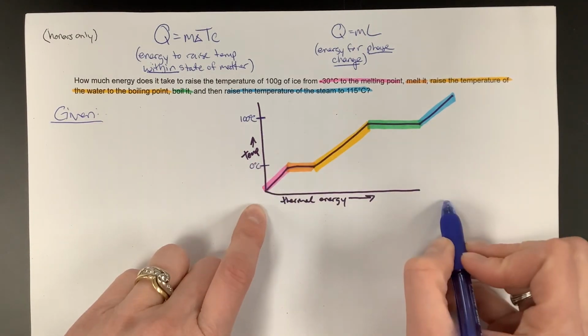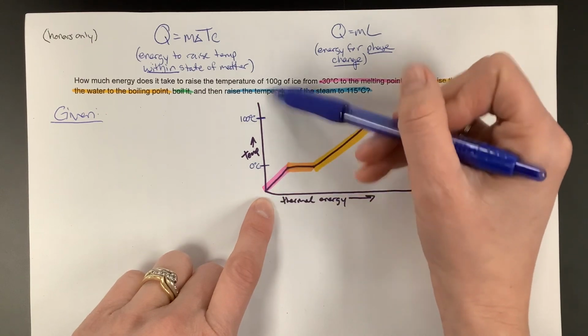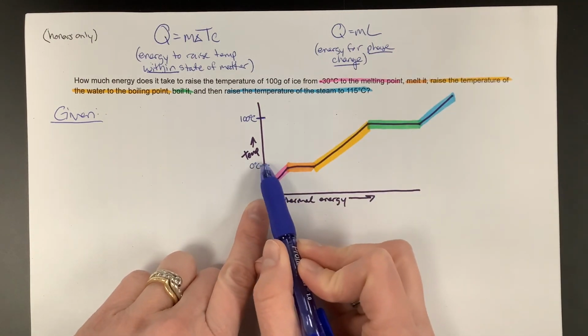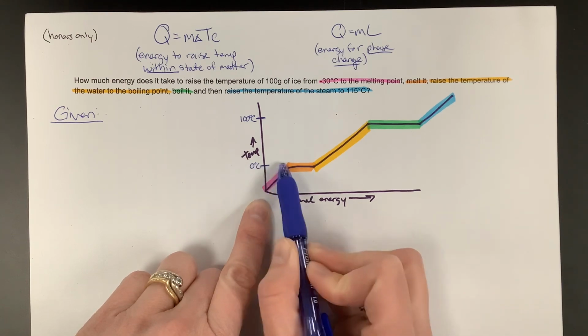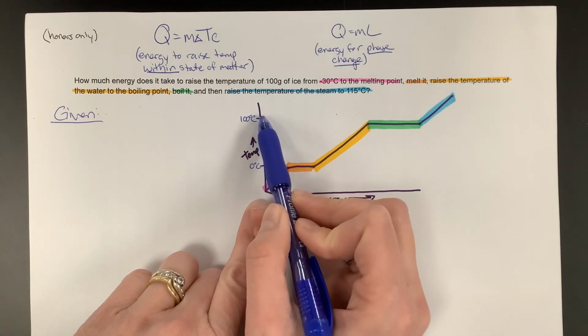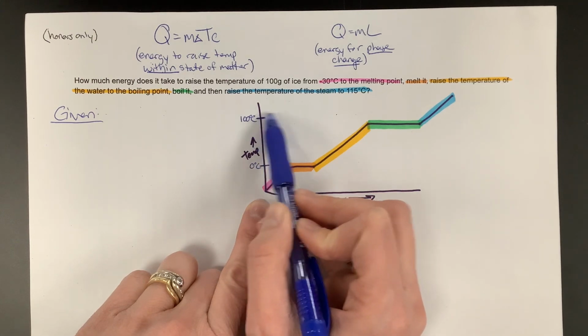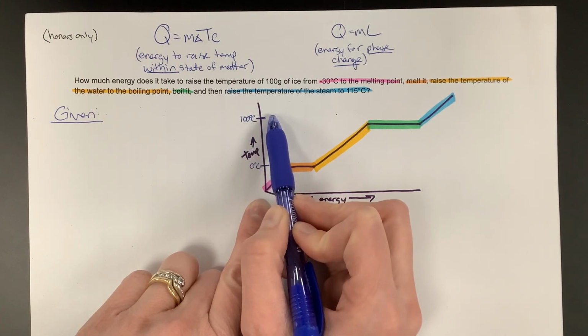Here's our heating curve, looking on the y-axis at temperature. I also labeled these points that if we're using water for this, then the melting point or freezing point, same thing, is at 0 degrees Celsius. And the boiling point or condensation point, same thing, is at 100 degrees Celsius.